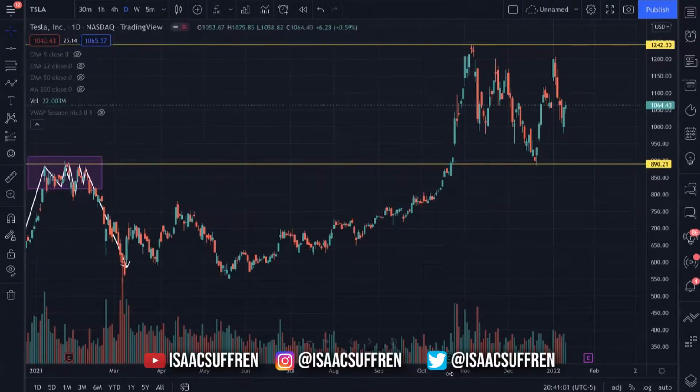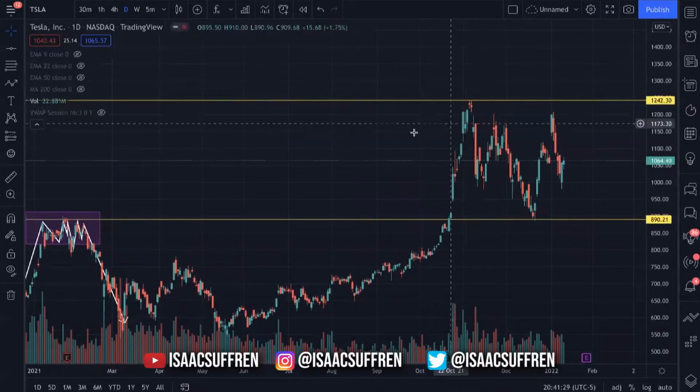As you can see, Tesla had earnings. If you don't know what earnings is, don't worry about it. We'll talk about it in another video. But earnings pretty much just lets us know how well a company did for that quarter. And Tesla had really good earnings, which gave them enough boost to blow past this level, right? And not only did it blow past this level, it completely blew past that level. It went from 890 all the way up to $1,242, which is the next resistance level.